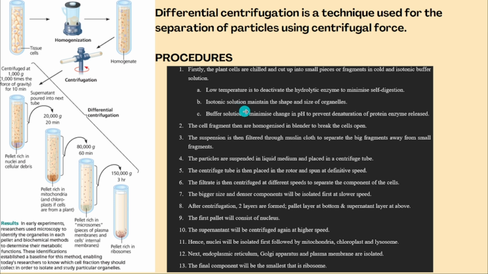And the final one, the buffer solution, minimizes change in pH to prevent the denaturation of protein enzymes. Maybe when you want to do an experiment about the protein enzymes inside the cell, you also need to be careful. If you put it in very low or high pH, you not only kill the cell, you also kill the enzymes within the cell. We don't want that. We need to maintain them.